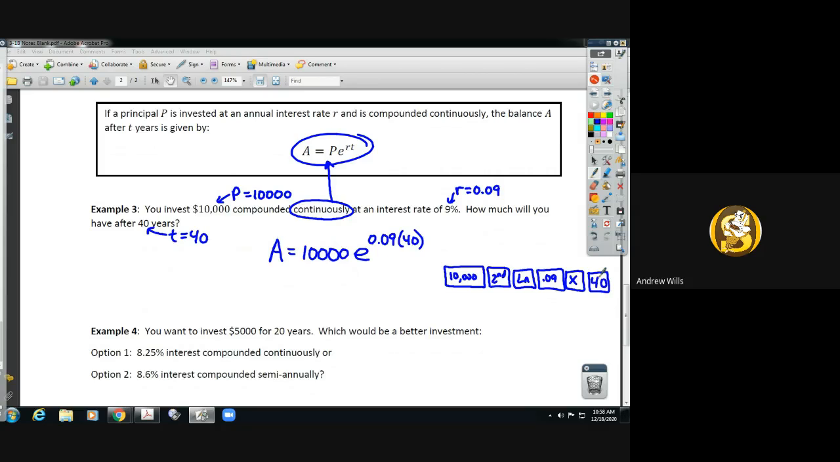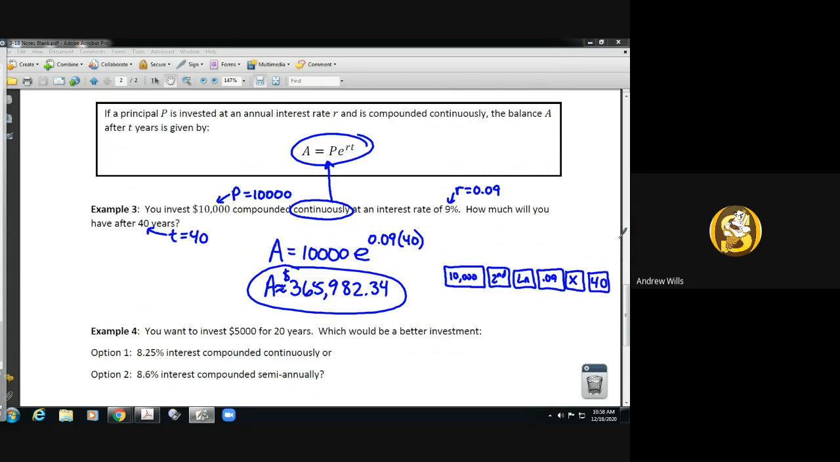And we get $365,982.34. Again, that is rounded off to the nearest cent, but that is how much money would be in that account after 40 years.